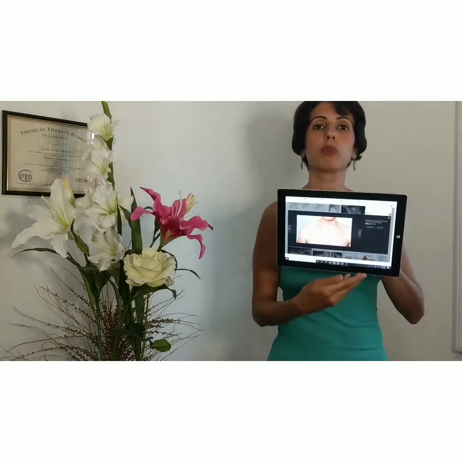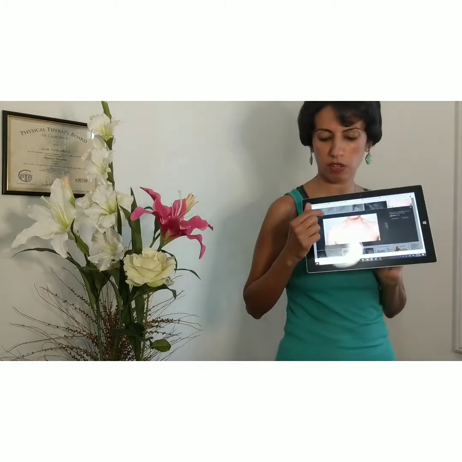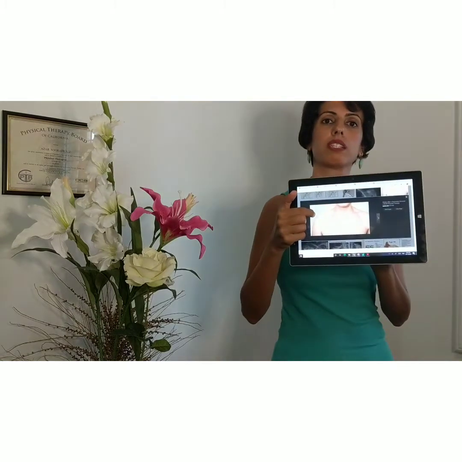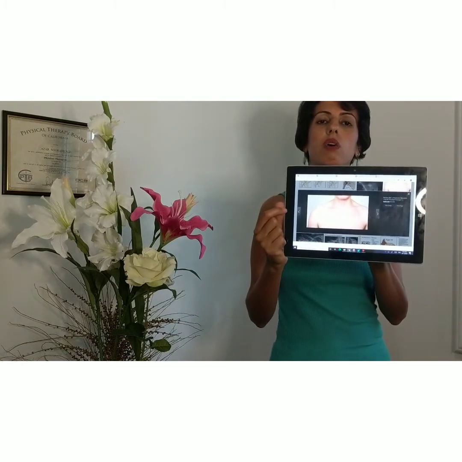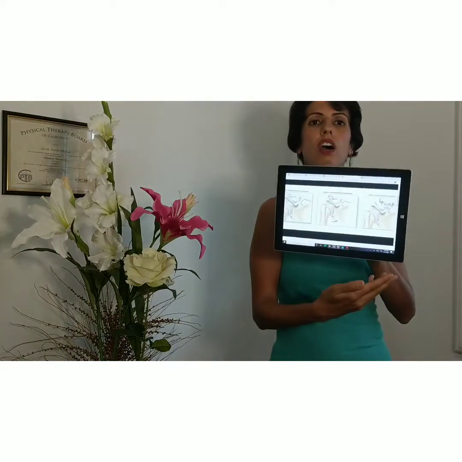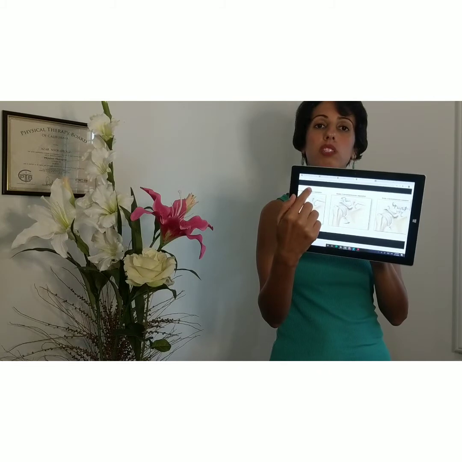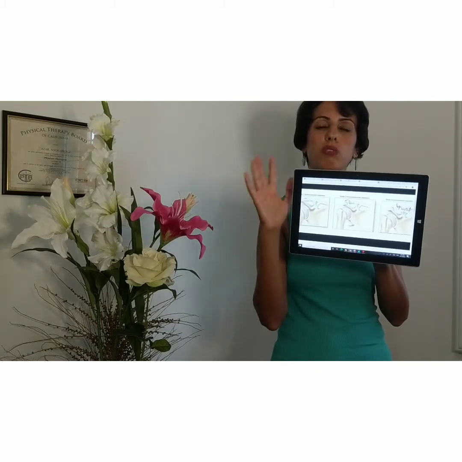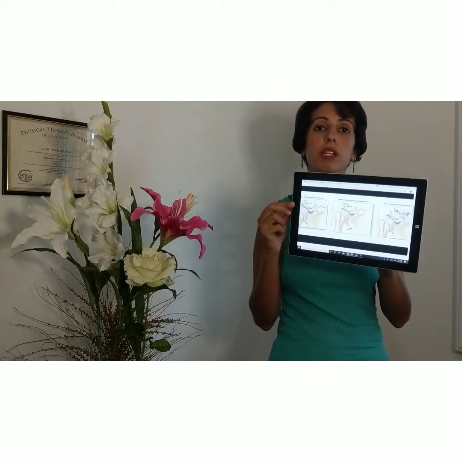Another instability situation would be the acromioclavicular joint, or AC joint. You can see the AC separation right here. We call it a step deformity. Look at this step here compared to this side on this guy. It means this person has a separation of the ligament that brings the acromion process toward the collarbone in the front. These are very specific terms, but don't worry about them. The terms of instability are what you really need to know.